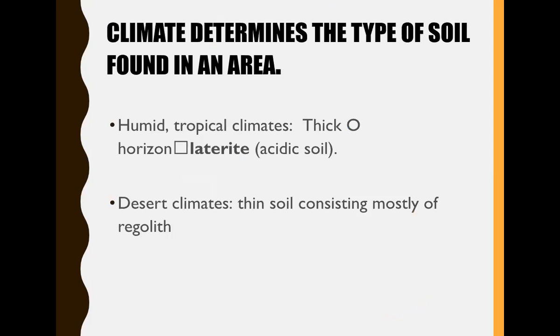So we talked about weather and climate determines the type of soil that is found in a specific area. So in a humid tropical climate, there is a very thick O horizon, which we saw at the very top, okay? And this is very acidic soil. Next is the desert, and in a desert climate, okay, there's thin soil that consists mostly of a regolith, okay? So humid tropical, thick O horizon at the top, acidic soil; desert climates thin, consisting mostly of our regolith.